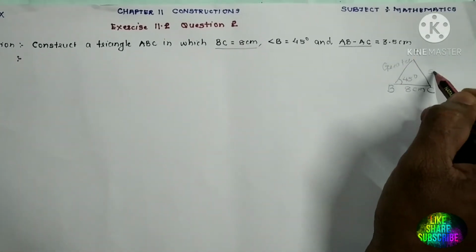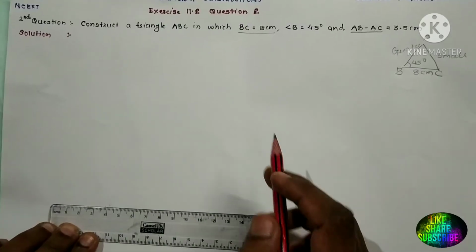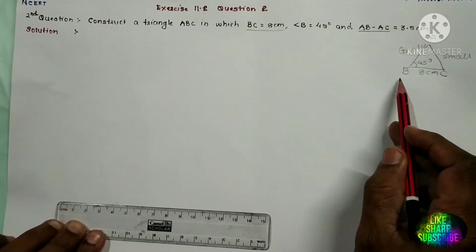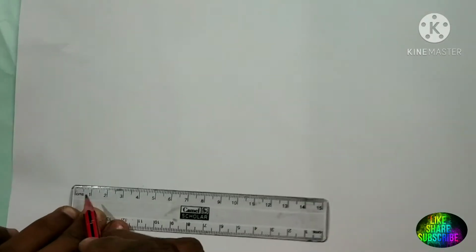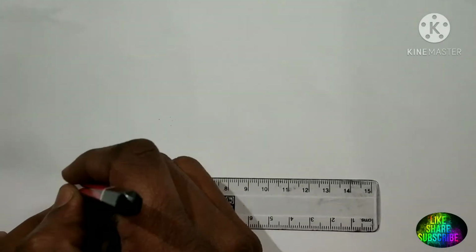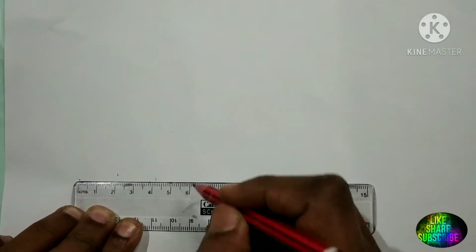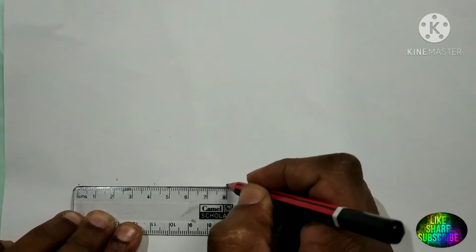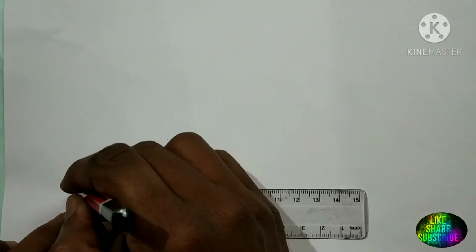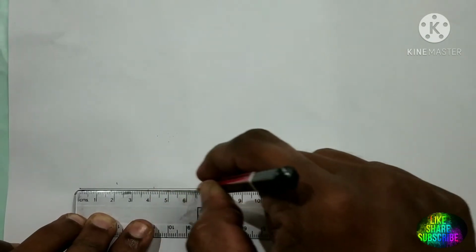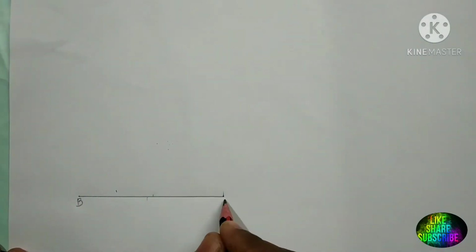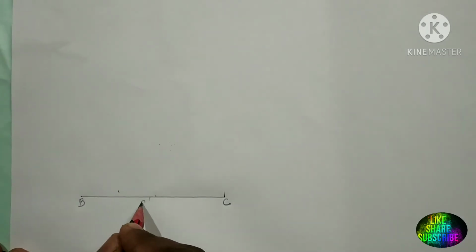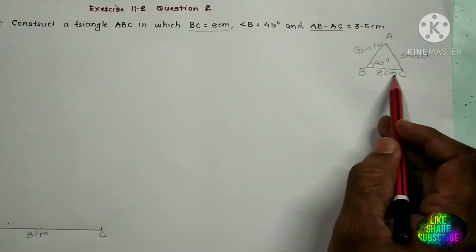And this is small. The first step for this construction is you have to draw the base BC equal to 8 cm. So this is 0 and this is 8. Now you have to join these 2 points, and this is B and this is C and the distance is 8 cm. So the base we have drawn here.